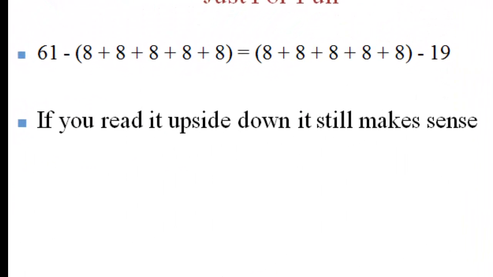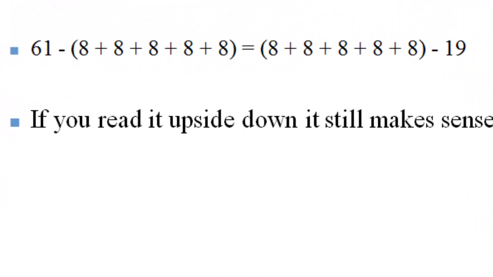And just for fun, look at this equation. 61 minus 8 plus 8 plus 8 plus 8 plus 8 equals 8 plus 8 plus 8 plus 8 plus 8 minus 19. And if you read it upside down, it still makes sense.